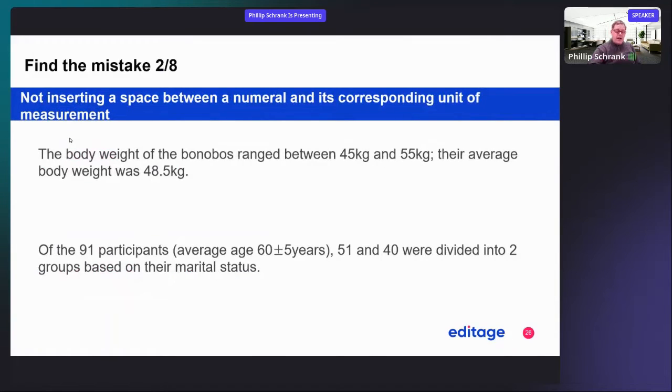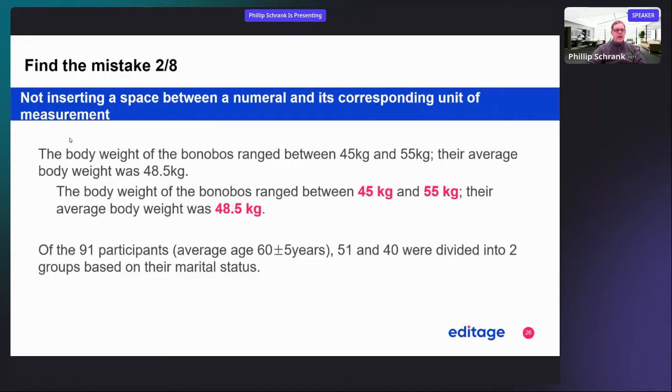So another common mistake that I see is not inserting a space between a numeral and its corresponding unit of measurement. So just imagine essentially that these are spelled out. Obviously, we would use kg, everybody knows what that means, instead of spelling out kilogram. But make sure that you imagine that it's actually the word. So you want to put a space between the numeral and the unit of measurement. So obviously in this case, you're putting a space between 45.55 and 48.5.